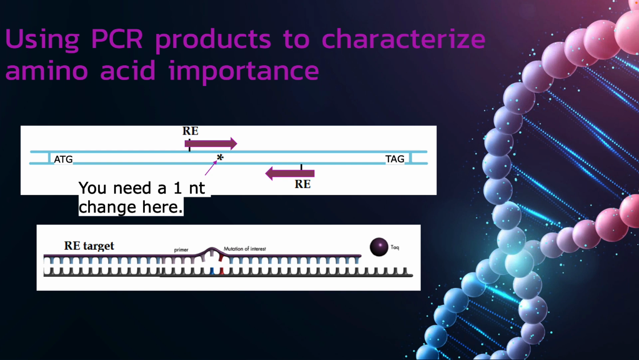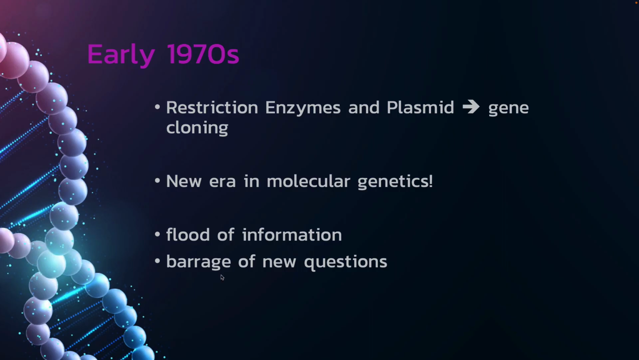As we saw in the video, PCR and cloning became more common starting in the early 1970s to the 1980s. And so in the early 1970s, we were working with restriction enzymes and plasmids that allowed us to do gene cloning. And this was really described as a new era in molecular genetics.